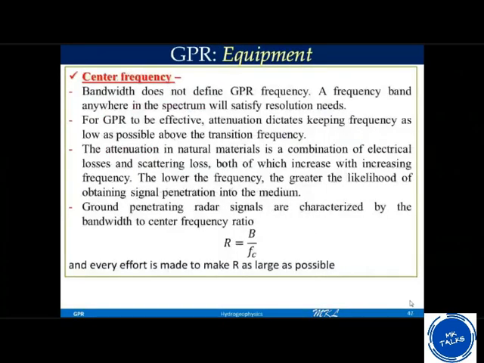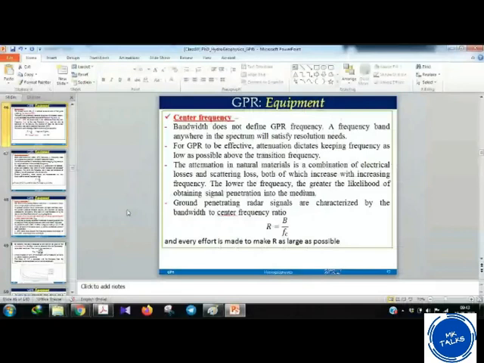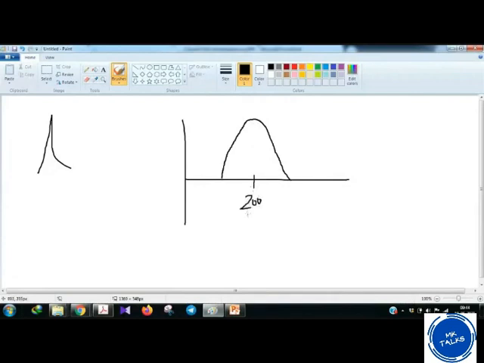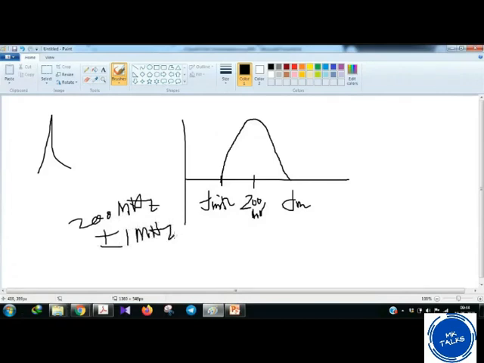Center frequency is very important. I told you that my antenna is 200 megahertz, but it won't give you exactly 200 megahertz, since of the pulse it will create. I'm telling you impulse, but the impulse will have a structure like this. It will not be sharp as we generally represent. So this is the 200 megahertz, called the center frequency. At the middle it is 200 megahertz, and there will be an F minimum and an F maximum, maybe 200 megahertz plus minus 1 megahertz. So this side will be 201 megahertz, and this will be 199 megahertz.